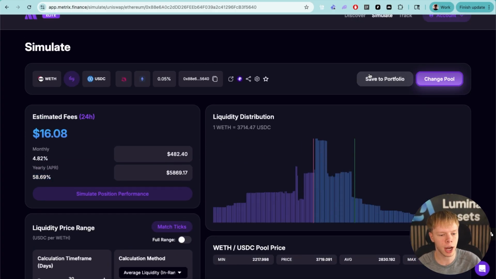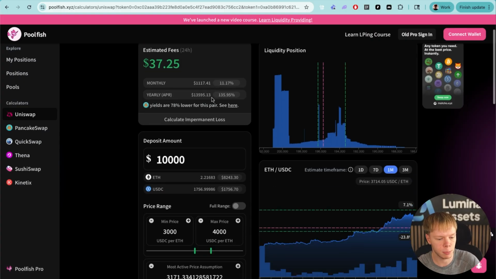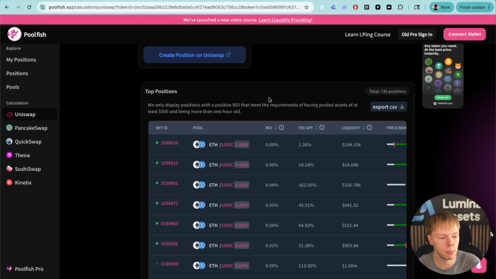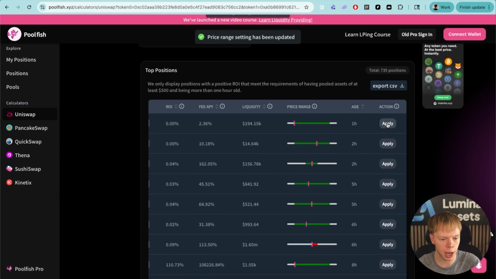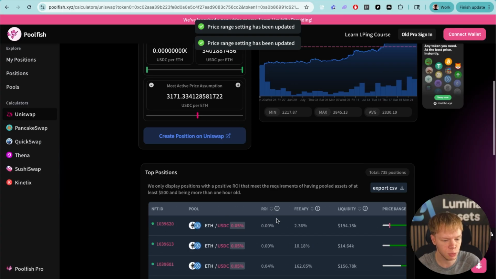And then after you've run your calculations on Metrix, you can save these positions to your portfolio, which saves the simulation, allowing you to pick up where you left off later on. Whereas unfortunately on PoolFish, you cannot do that. Now, one thing that PoolFish does feature that Metrix Finance does not is the top positions, where you can see other positions for a specific liquidity pool. You can apply their price range right into your simulation, which is a pretty cool feature.